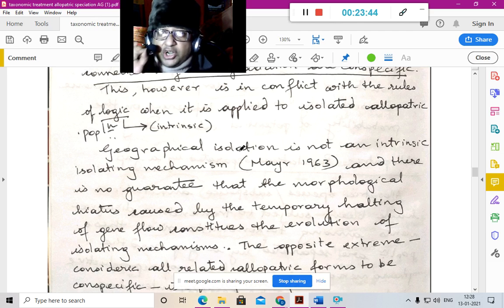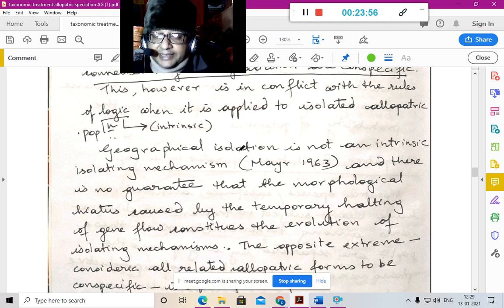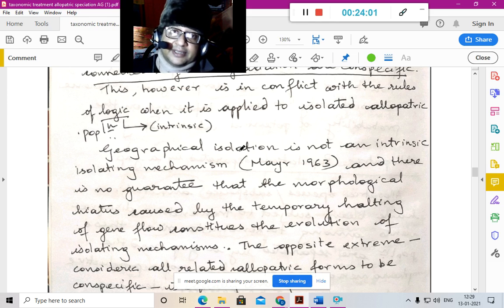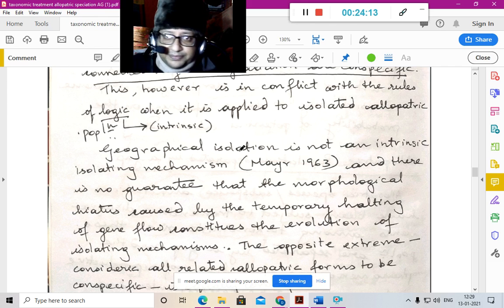But geographical isolation is not inbuilt, not intrinsic. For example, working in the morning is inbuilt in you. You feel much better working in the morning. Some people feel much better when they are studying in the night. Some people feel better studying in the morning. So that is intrinsic, that is inside you. Nobody is telling you to do it. You feel better. Okay, सवेरे पढ़ने से अच्छा लगता है, रात को पढ़ने से अच्छा नहीं लगता है. It's something like that.